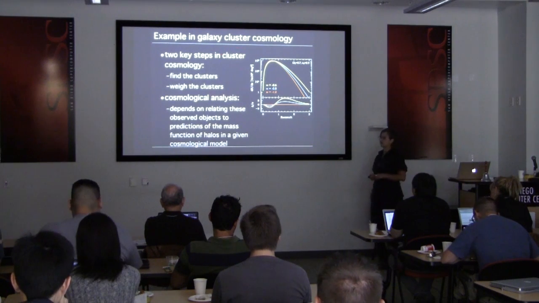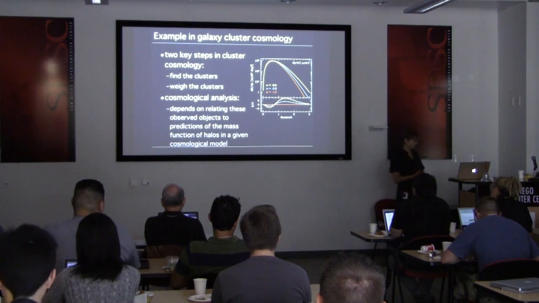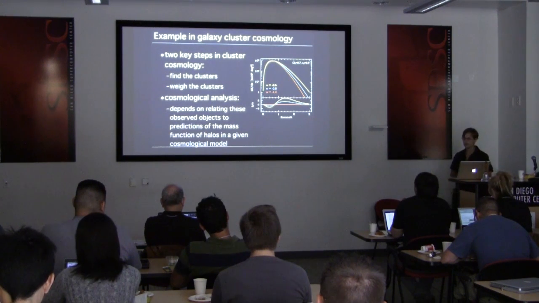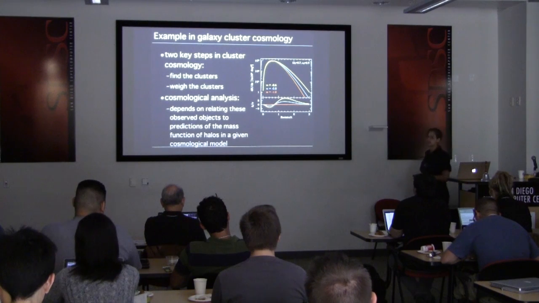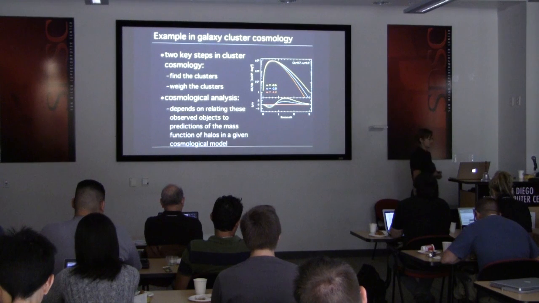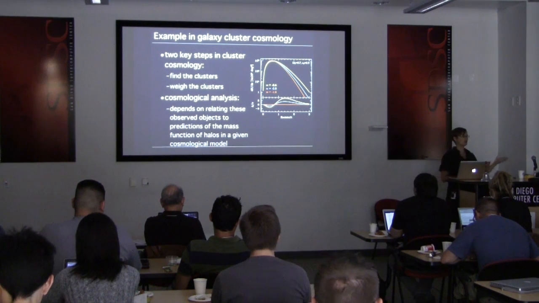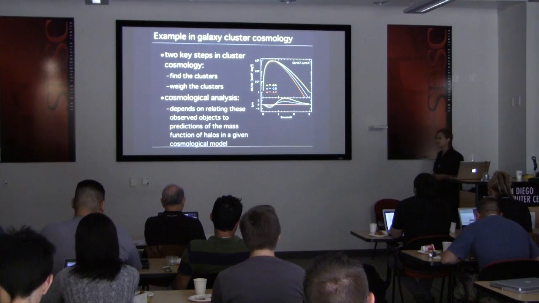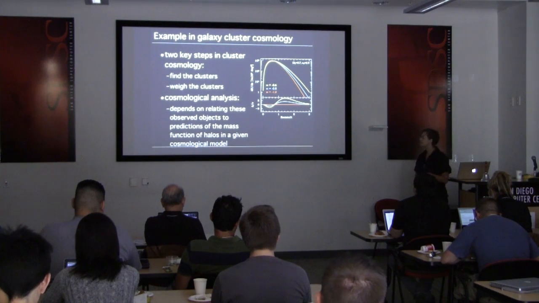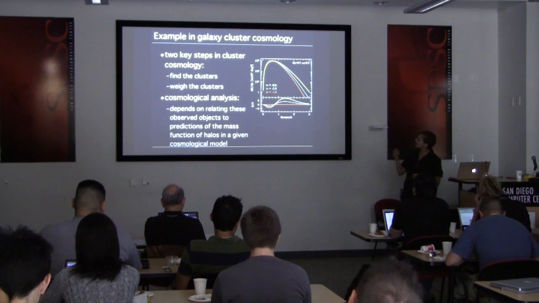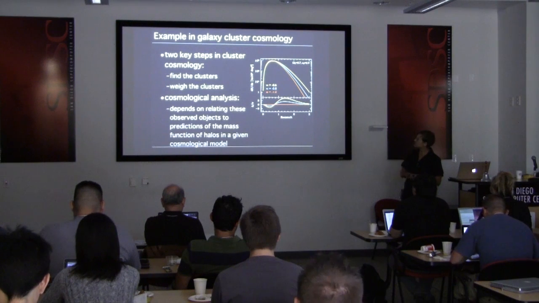And that's an example from galaxy cluster cosmology. Okay, so there are 2 key steps in cluster cosmology. One is finding the galaxy cluster. So you want to go out in the universe and use some method to find these things. That could be by looking for the galaxies in the cluster. It could be by looking for X-rays in the cluster. It could be by looking for scattering off the background through the SZ effect.